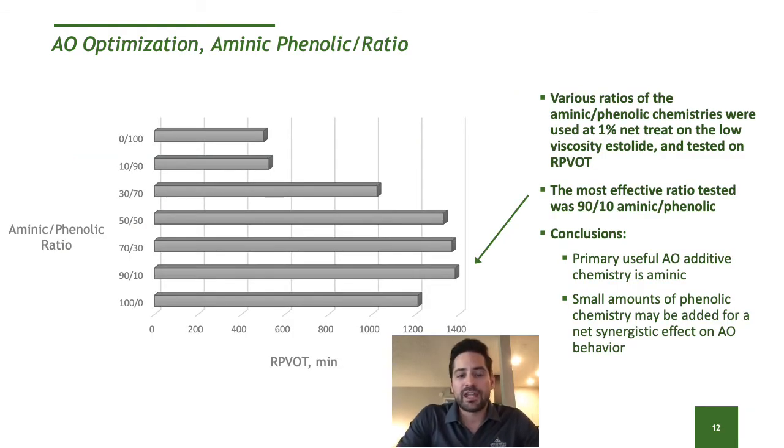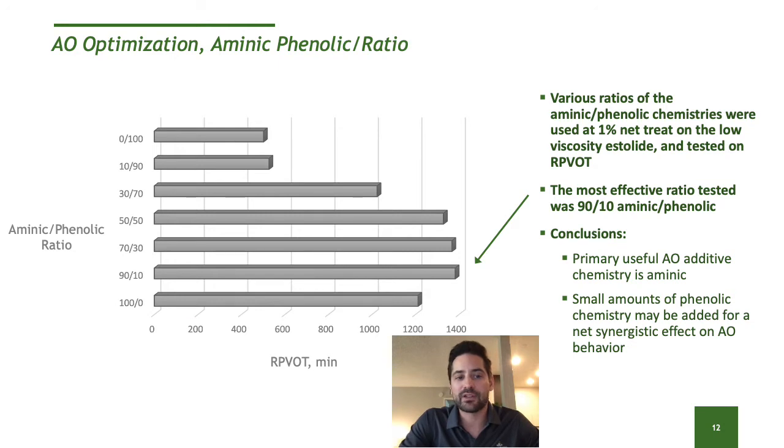Next, we wanted to understand, is there some sort of optimal ratio of aminic to phenolic additive in the formulation? We know that having an aminic additive and a phenolic additive in the formula yields this synergistic AO effect, but what ratio of those two components actually provides the most benefit? And so that's what we did here.